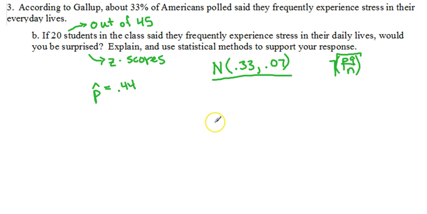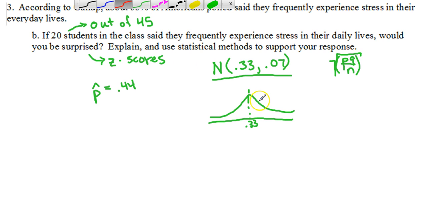So again, a quick sketch of that will give us a general idea of what we're trying to figure out here. I'm just going to draw a general sketch. There's our normal model, 0.33 is in the center. We know that our sample proportion is going to be somewhere up here. We don't know how extreme, but we know it's going to be somewhere up here. So we need to figure out if this is extreme or not extreme. Go through and we need to calculate a z-score.